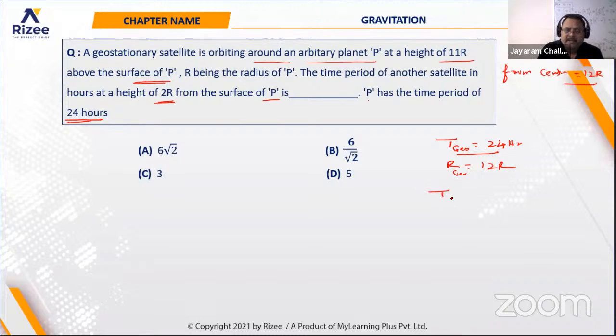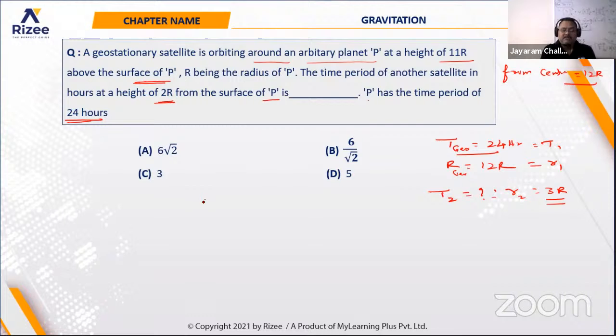Now the time period for the other satellite. Let me take these values as T1 and R1. The time period of the secondary satellite we need to find, whose radius is R2. At a height of 2R from the surface, it means from the center it should be at a distance of 3R.